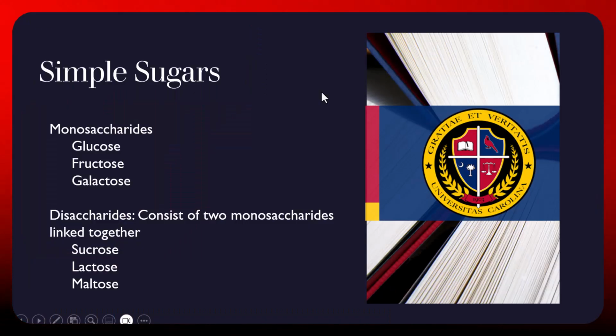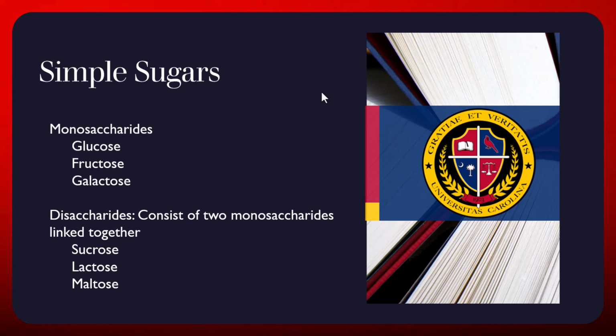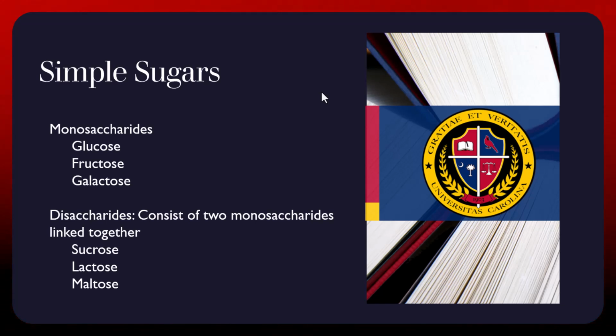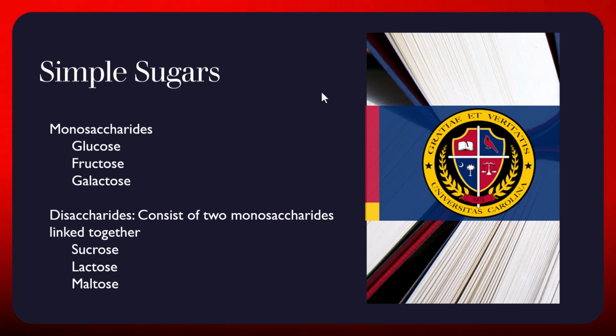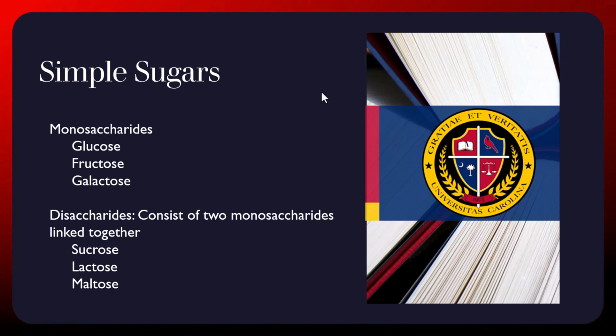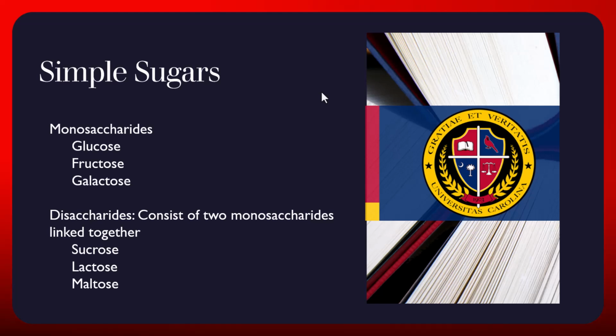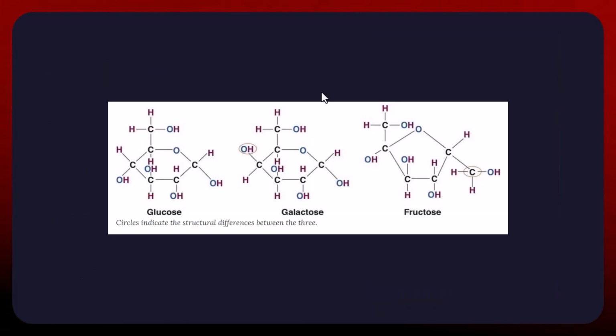First, let's discuss simple sugars. Simple sugars include monosaccharides and disaccharides. Monosaccharides are glucose, fructose, and galactose. Disaccharides consist of two monosaccharides linked together. Examples are sucrose, lactose, and maltose.